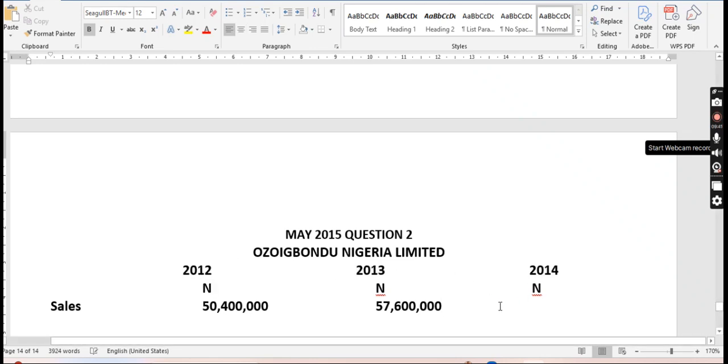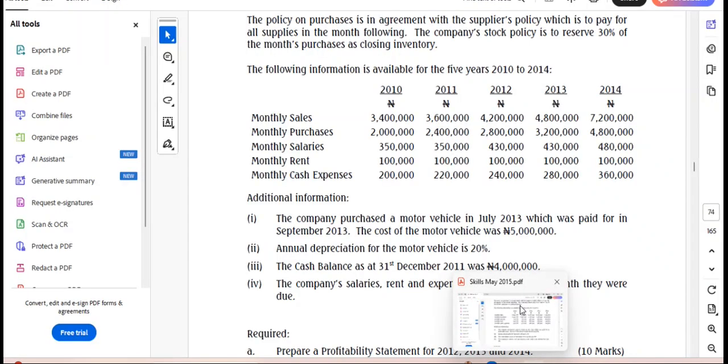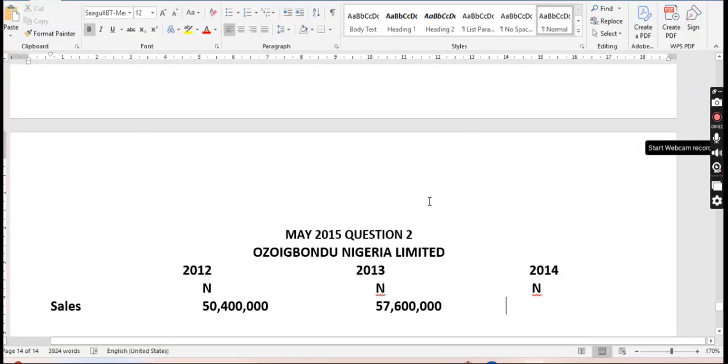Right. We multiply by the number of months. That is what gave us the sales. So when you multiply the last one, what do you have? 86,400.